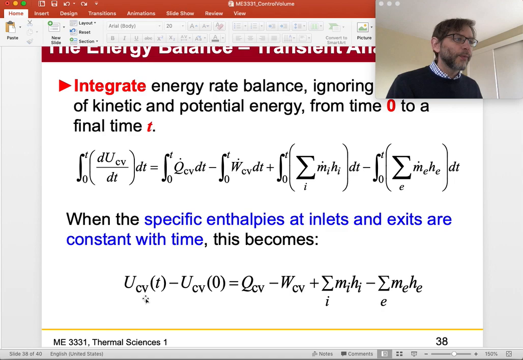So then we have our final equation. U of the control volume at time t minus U of the control volume initial is equal to the heat added, minus the work that you get out, plus the change in the total amount of mass times the enthalpy going in, minus the mass times the enthalpy leaving. Okay, so that's the final equation for our transient analysis.